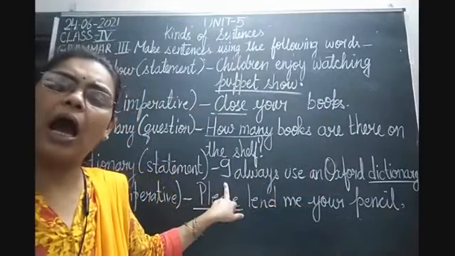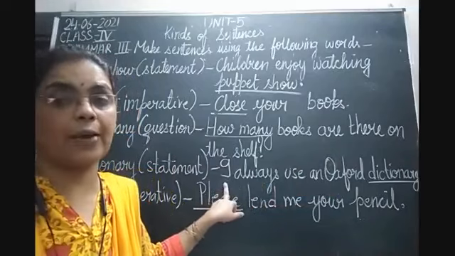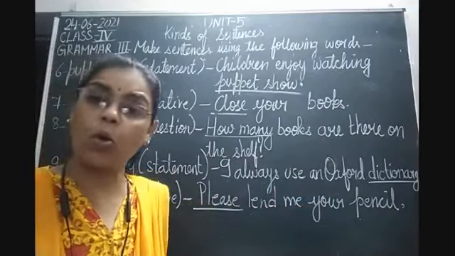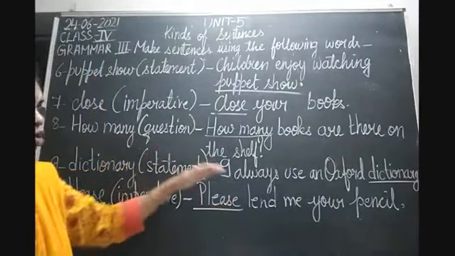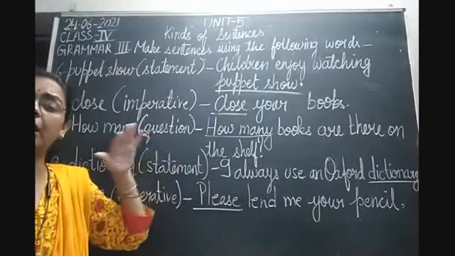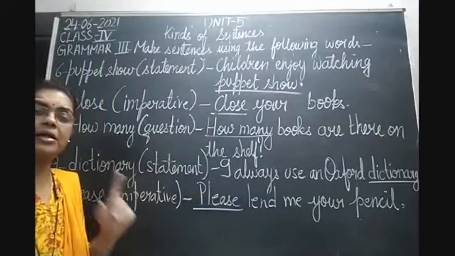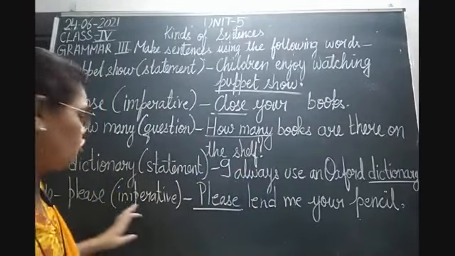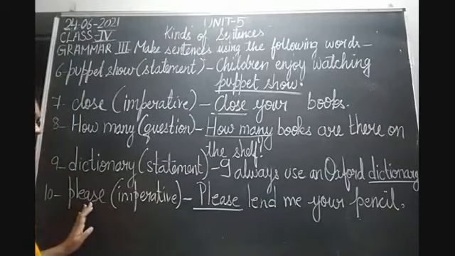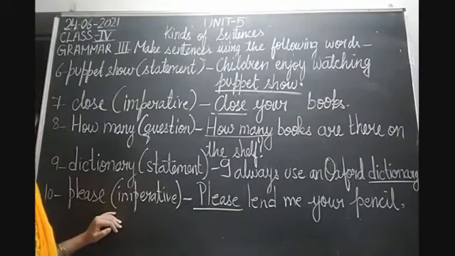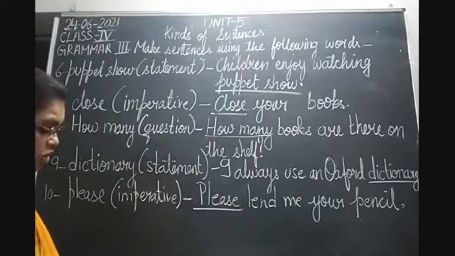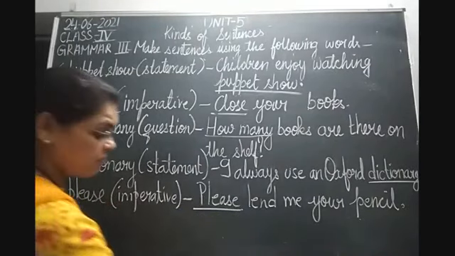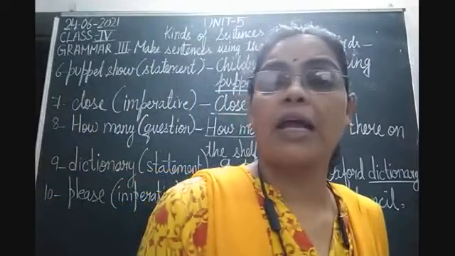And keep in mind, I single I is always written in capital letter, whether you begin a sentence or it comes somewhere in the beginning or end of the sentence. शुरू में आए, सेंटेंस के बीच में आए, एंड में आए, सिंगल आई हमेशा कैपिटल रहेगा. And at the end, full stop. Then the last word is please. That you need to frame an imperative sentence. So please lend me your pencil. So with this, we have finished Unit 5. That is kinds of sentence.